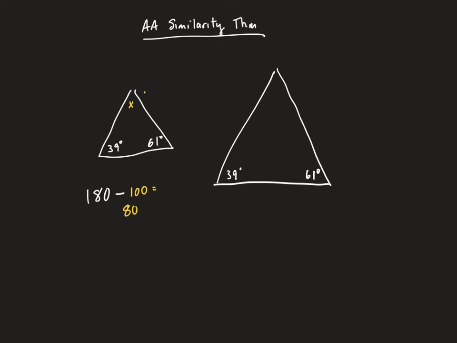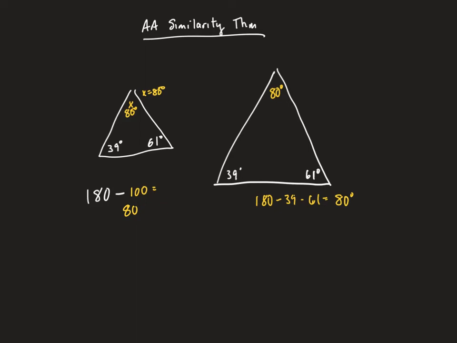So x is 80 degrees. Now let's look at this other triangle. Well, we have the same thing. We have 180 degrees minus 39 degrees minus 61 degrees is going to leave behind 80 degrees. So it looks like this missing angle is going to be 80 degrees. So it doesn't matter the size of the triangle.